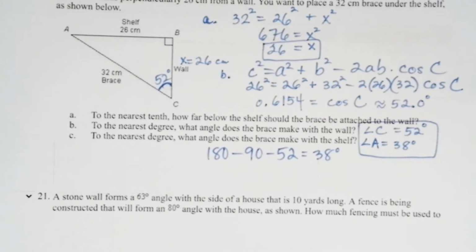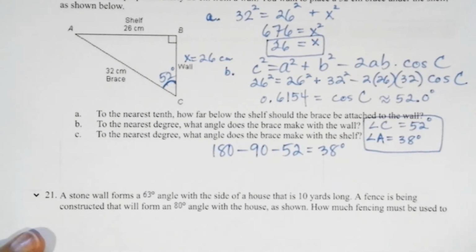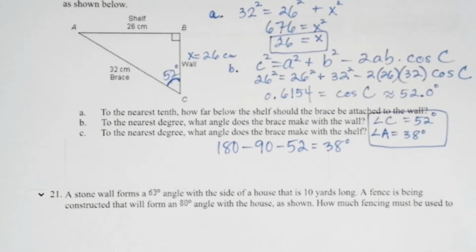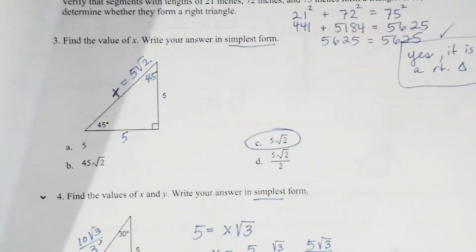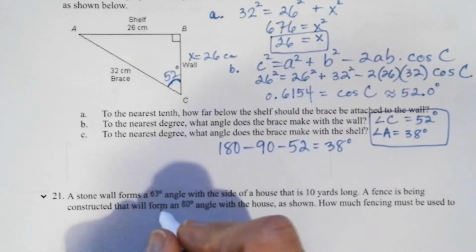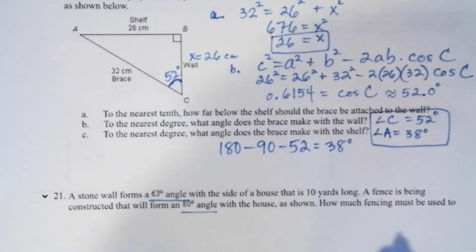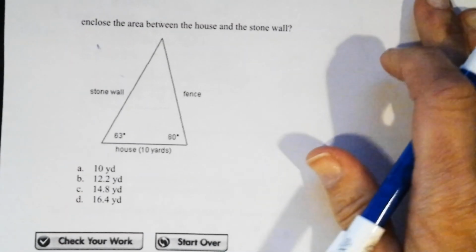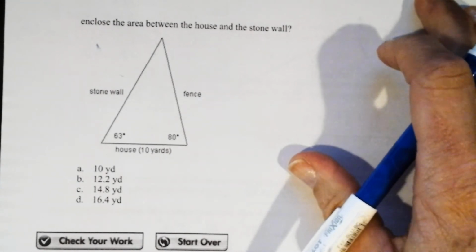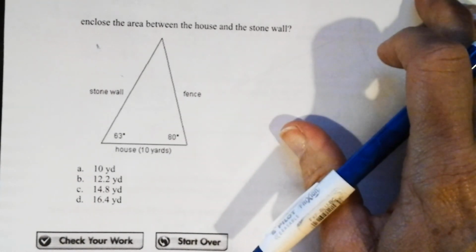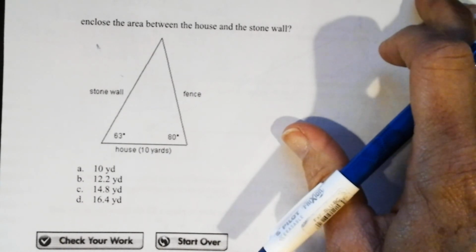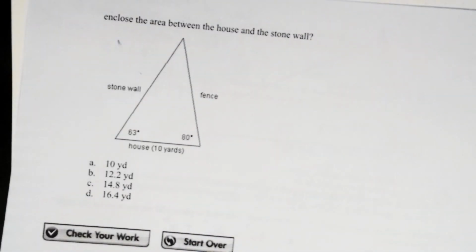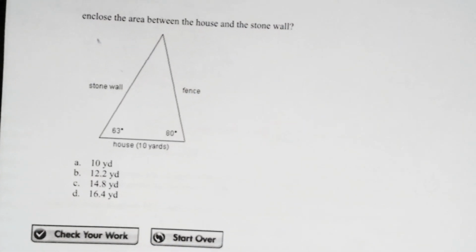Last, a stone wall forms a 63-degree angle with the side of a house that is 10 yards long. A fence is being constructed that will form an 80-degree angle with the house, as shown. How much fencing must be used? Okay, so there is a picture. 63 and 80 with 10 yards long. So I want to know how much fencing must be used to enclose the area between the house and the stone wall. Close the area. So am I looking for the area? I think I'm just looking for the area.